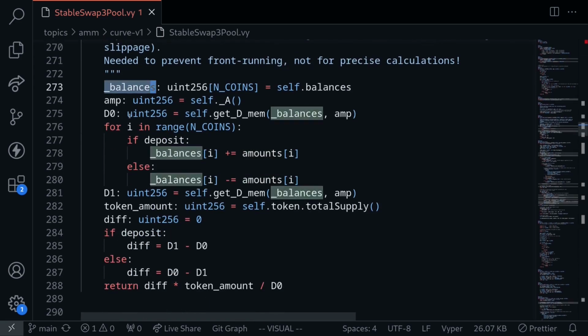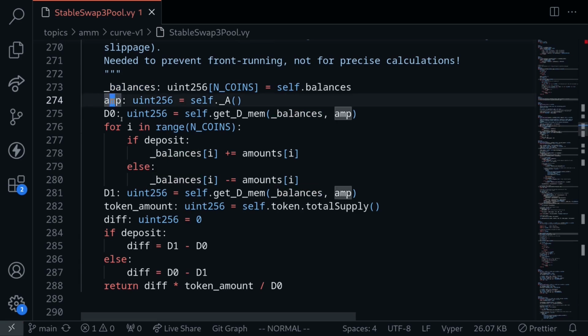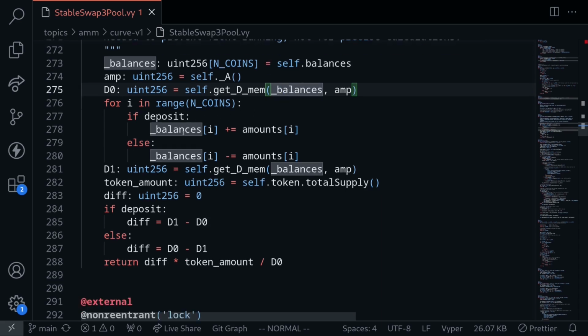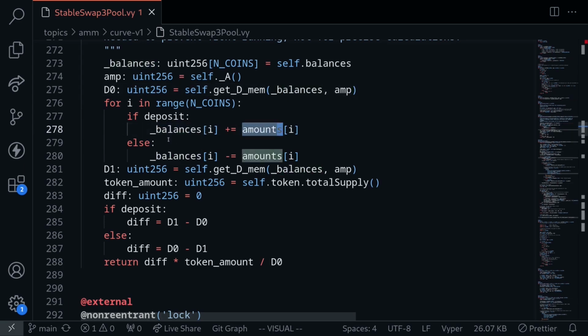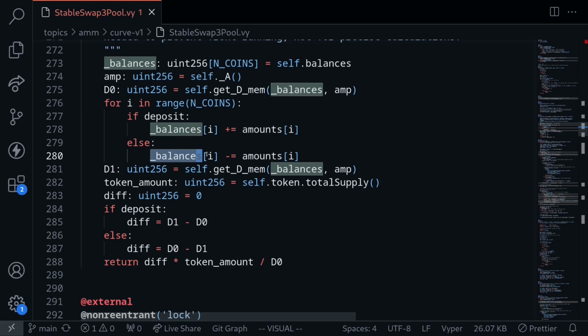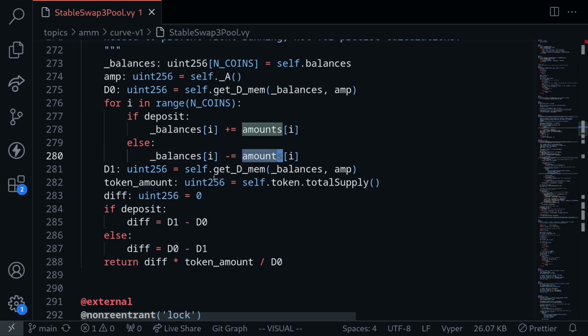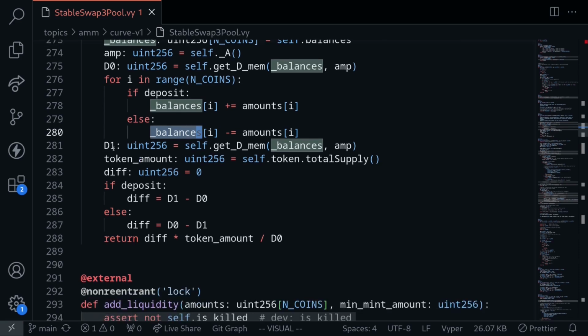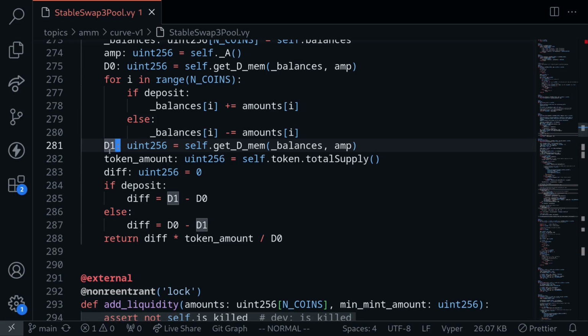So first it gets the balance and then gets the A parameter AMP, and then it calculates this number D0. D0 is calculated from the current balance of tokens. Again, this number D represents liquidity. And then it's going to run a loop to modify these balances. If it is a deposit, then add the amounts from the inputs. Otherwise, if it is a withdrawal, if it is a remove liquidity, then from the current balance, take out this amount. Then after the balance has been updated, it calculates the value for D again. This is named D1.